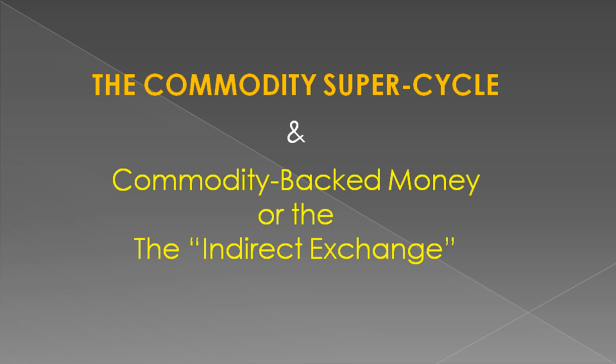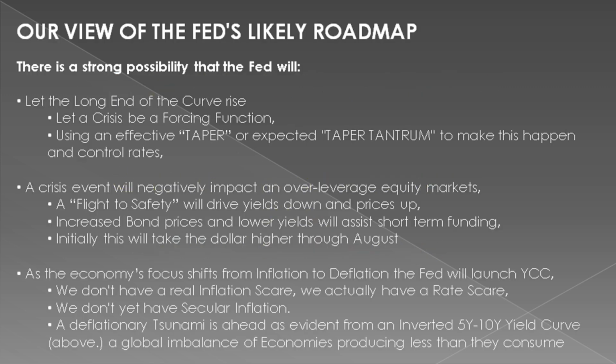We've also outlined years ago, we expected the 20s to be about commodity-backed money and what we referred to as the indirect exchange. Those writings and videos can be found in our archives. There is a strong possibility that what we are likely to witness going forward is that the Fed lets the long end of the curve rise.